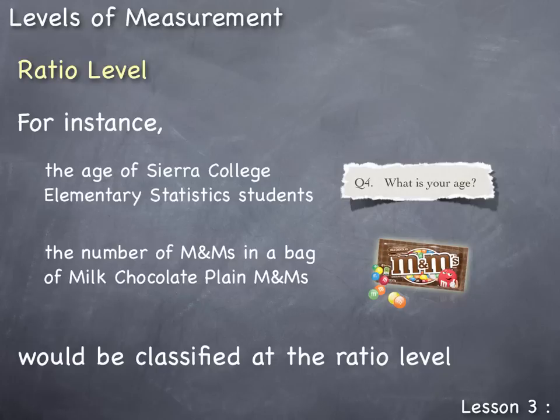In this case, the ratios would be meaningful. So if one student was 40 years old and another student was 20 years old, the 40-year-old student would be twice as old as the 20-year-old student. And if one bag of M&Ms contained 50 M&Ms and another bag contained 100 M&Ms, that bag would have half as many M&Ms as the other bag.